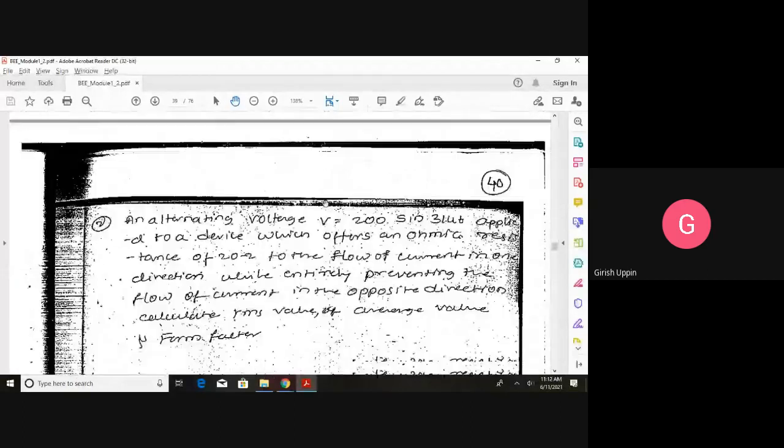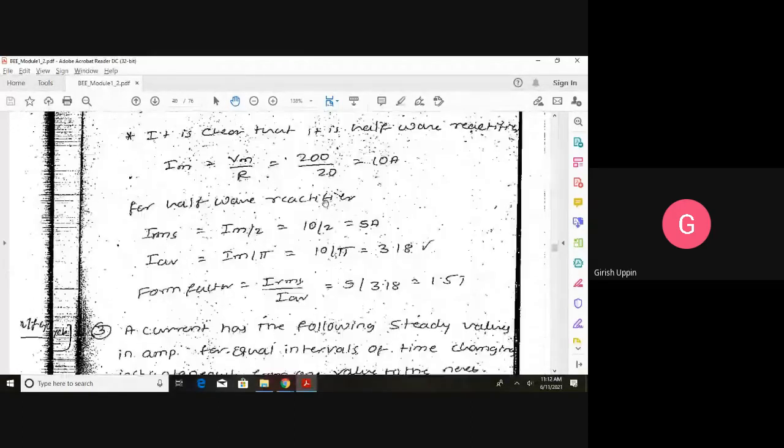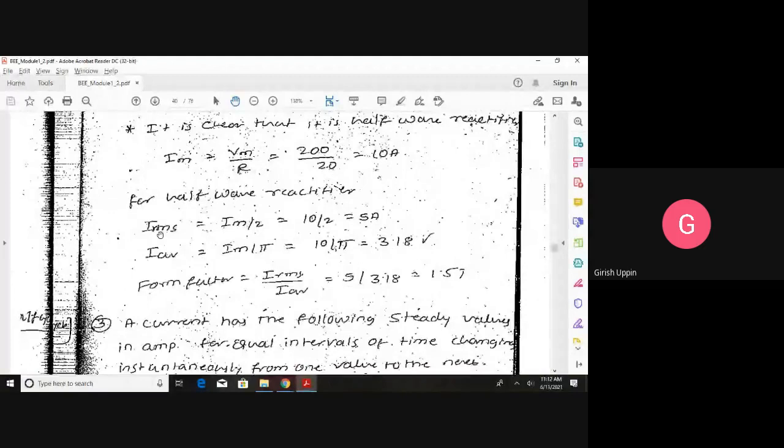So now RMS value is Im by 2, average value Im by pi. Im by 2 is 10 by 2, 5 amperes is the RMS value. Average value Im, that is 10 divided by pi, that we get as 3.18 amperes. Now form factor, we know what form factor is. Form factor is nothing but the ratio of RMS value to the average value.